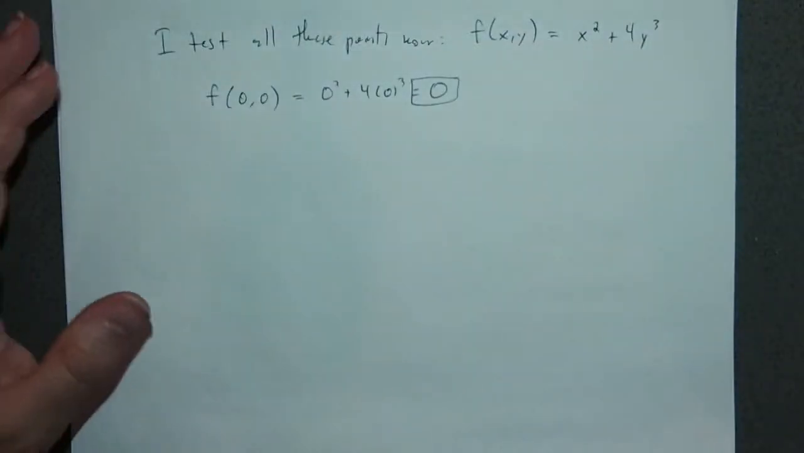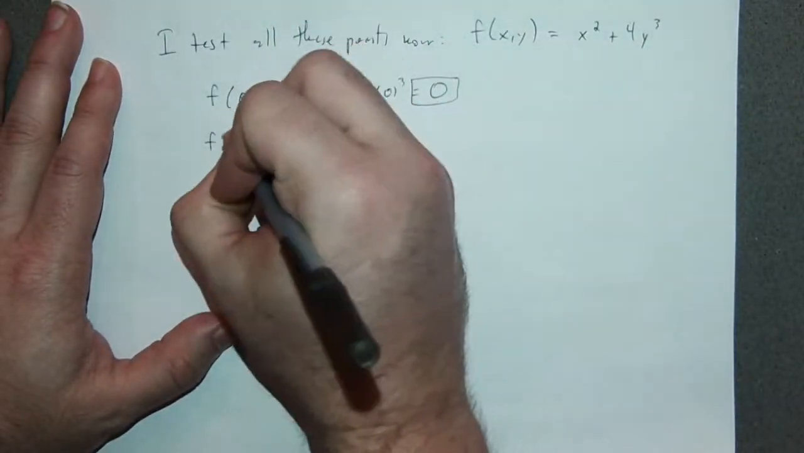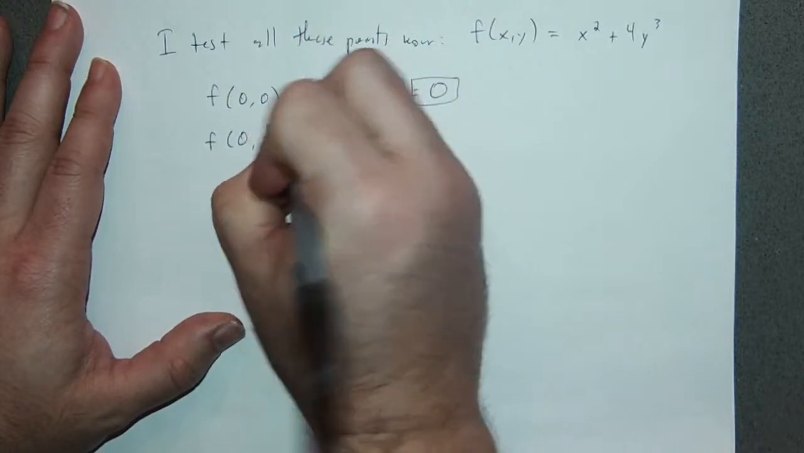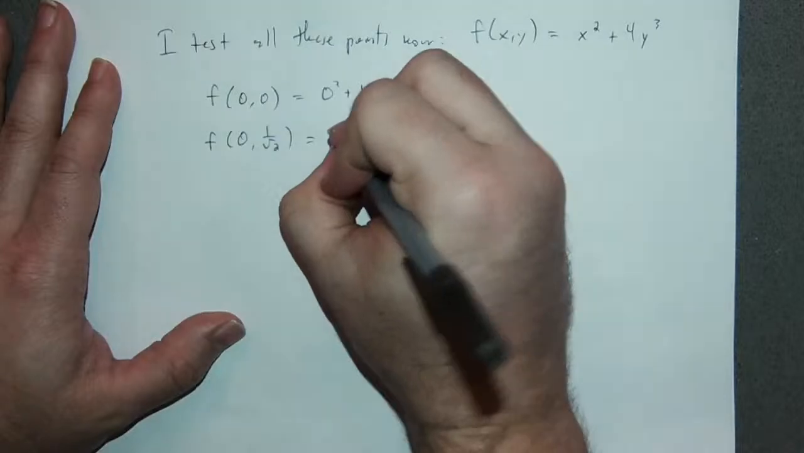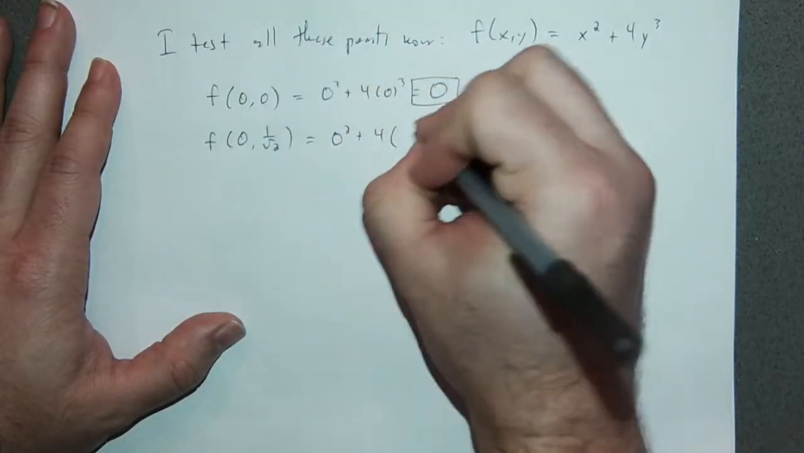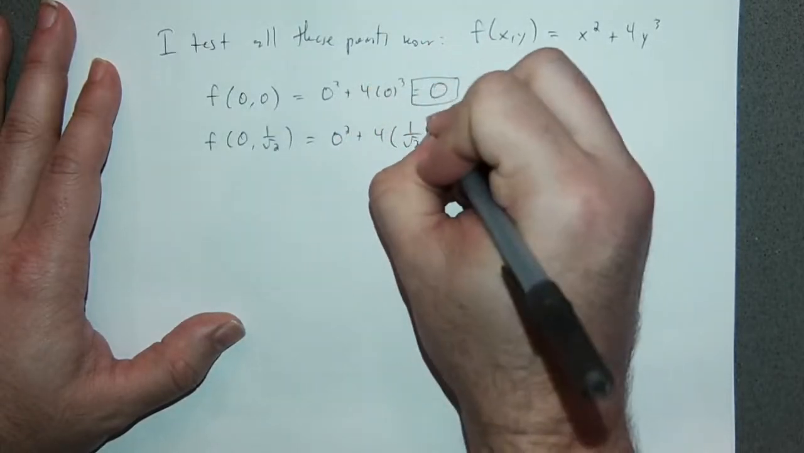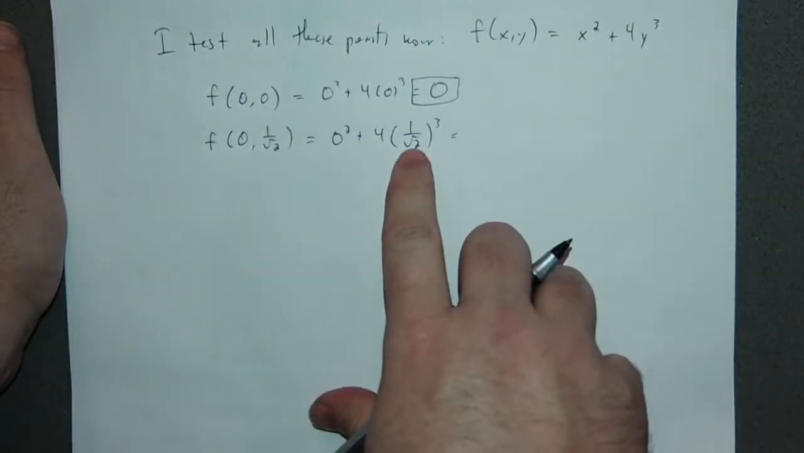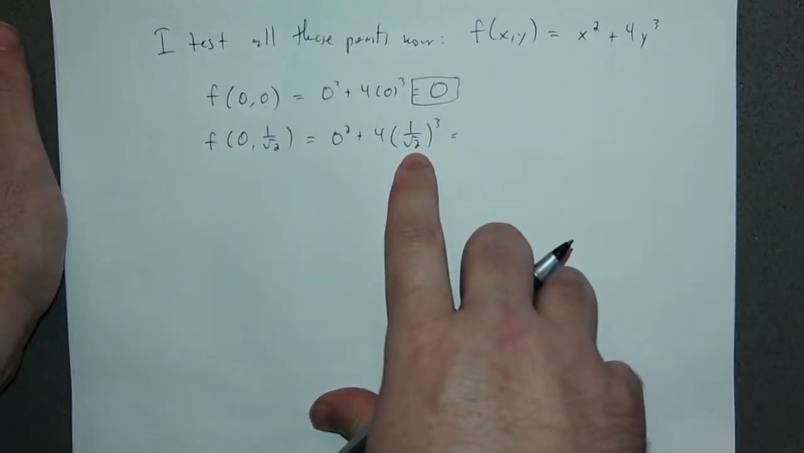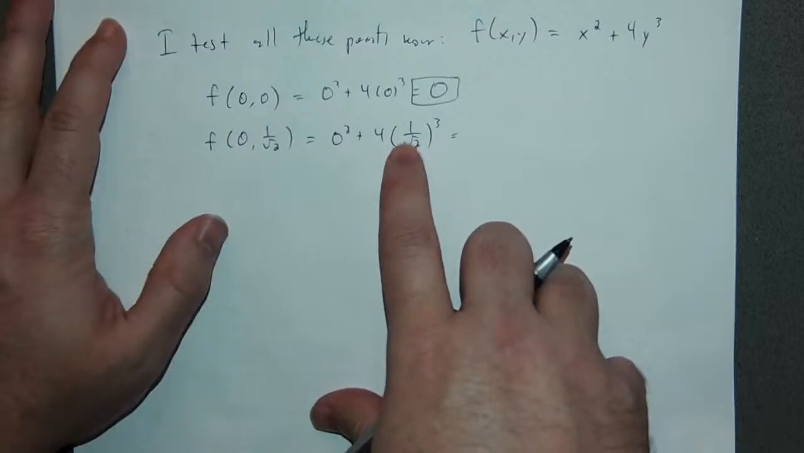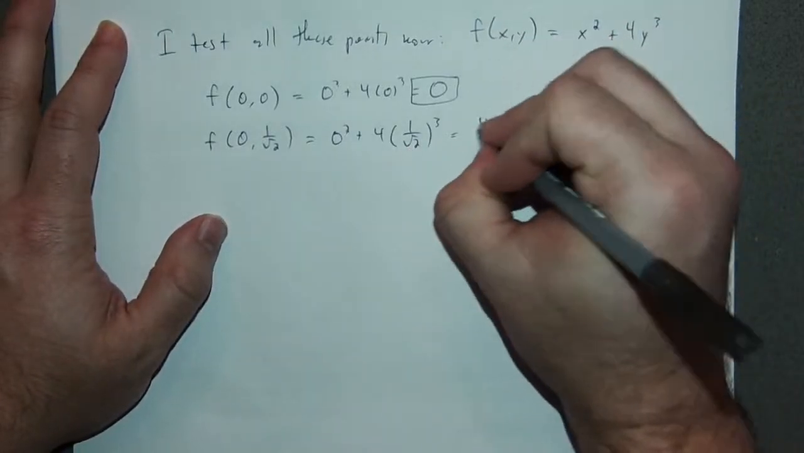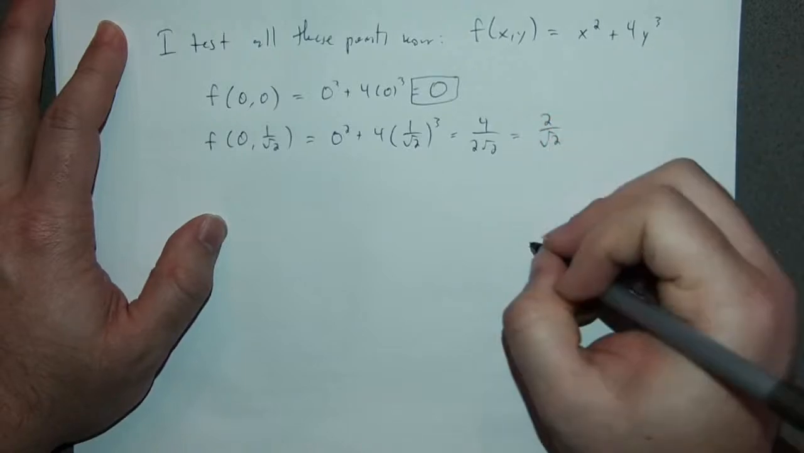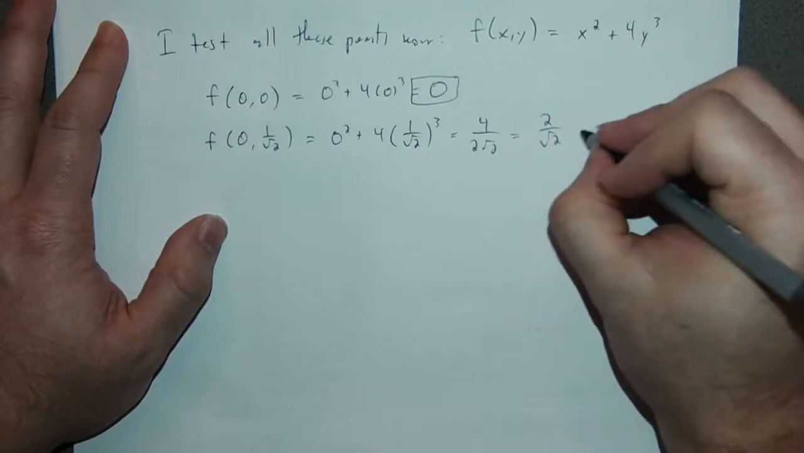Okay, so let's do f of 0, plus 1 over root 2 first. So what is this? This is 0 squared plus 4 times 1 over root 2 cubed. So 1 over root 2 cubed is 2 root 2 in the denominator here, so this is 4 over 2 root 2, which is 2 over root 2, which is root 2, right?